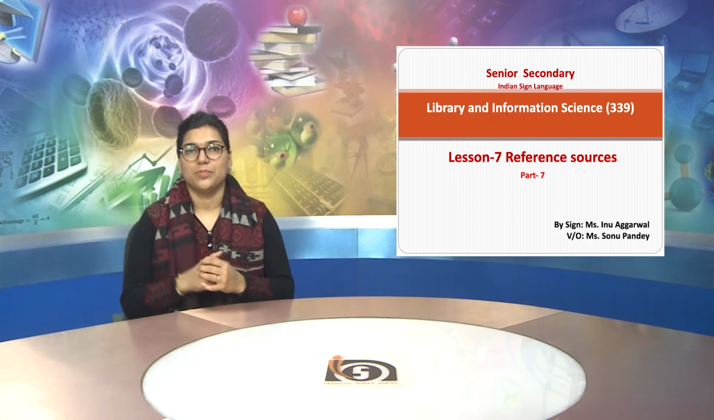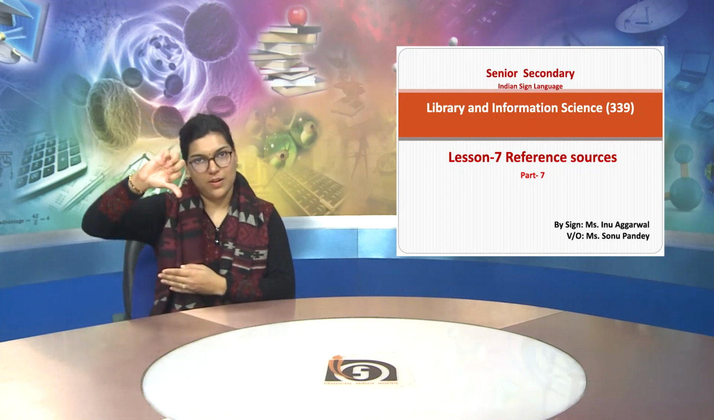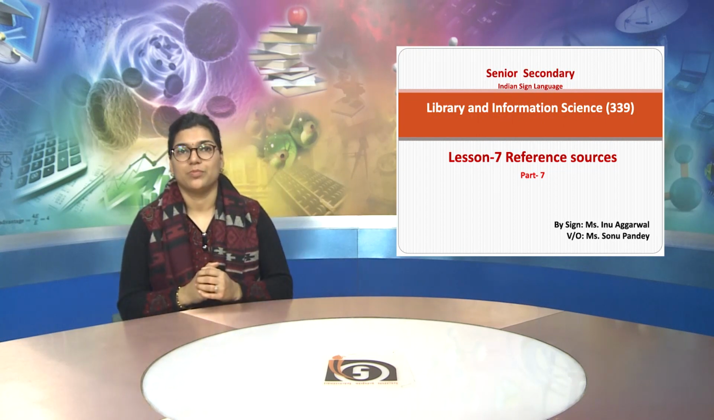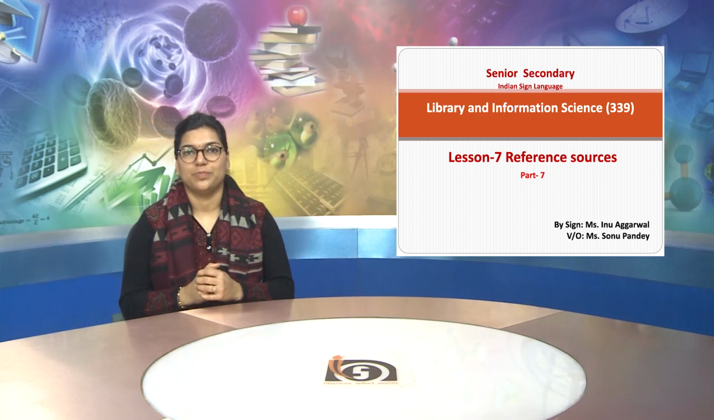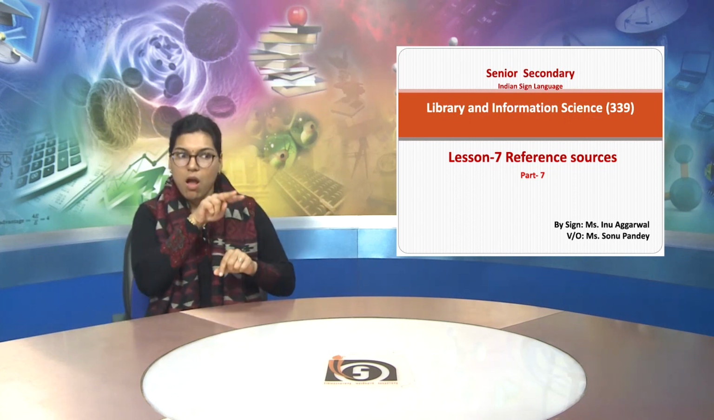We are doing the subject Library and Information Science. The code number for this subject is 339. This video is for senior secondary level. We are doing lesson number 7. The name of the lesson is Reference Sources.